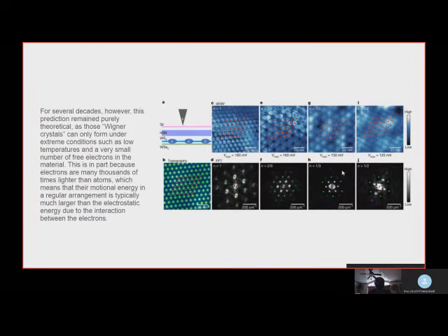For several decades, however, this prediction remained purely theoretical, as Wigner crystals can only form under extreme conditions, such as low temperatures and a very small number of free electrons in the material. This is in part because electrons are many thousands of times lighter than atoms, which means that their motional energy in the regular arrangement is typically much larger than the electrostatic energy due to the interaction between the electrons.